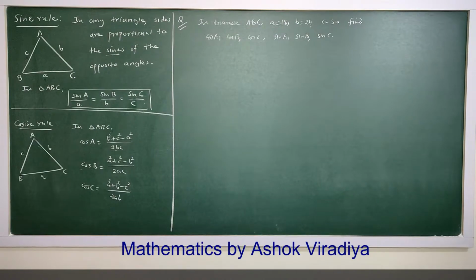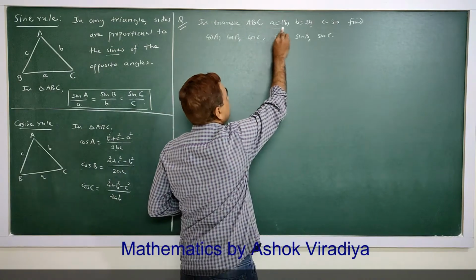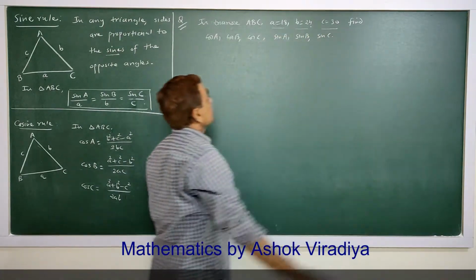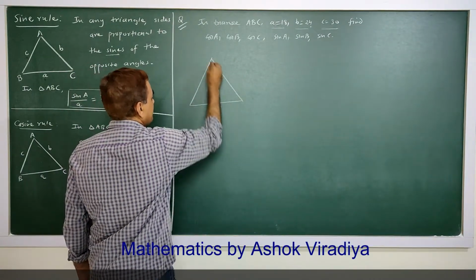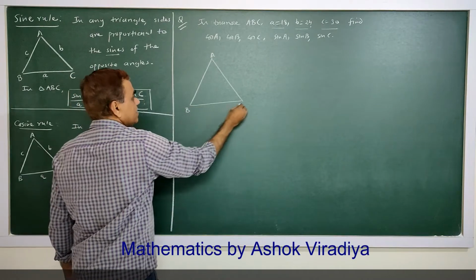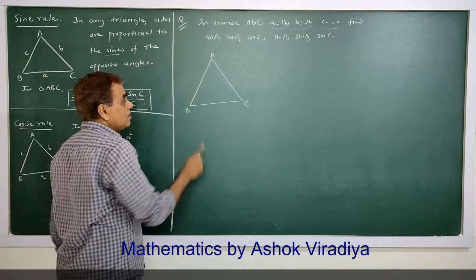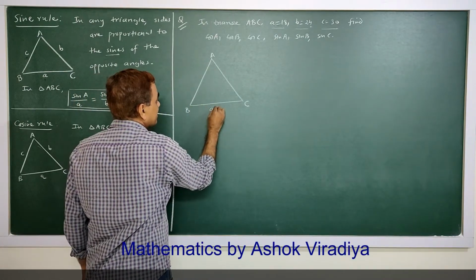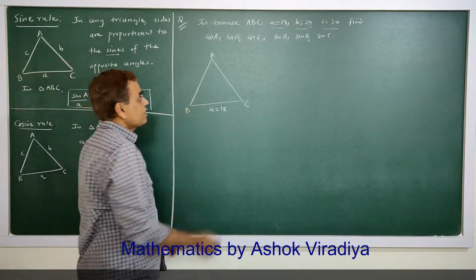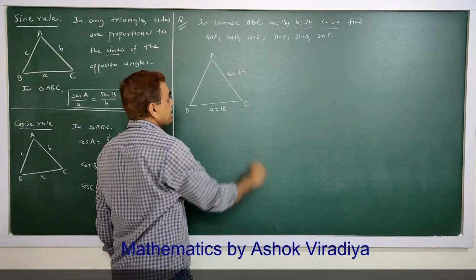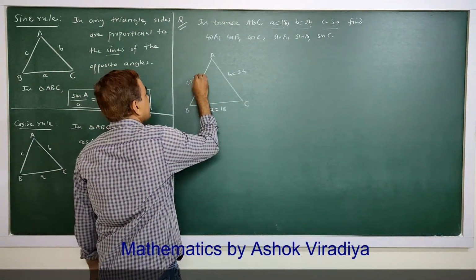The lengths of the sides are given: a is 18, b is 24, c is 30. In triangle ABC, this is A, B, C. For angle C we use capital C. The side opposite to angle A is small a, its value is 18. The side opposite to angle B is small b, its value is 24. The side opposite to angle C is small c, its value is 30.